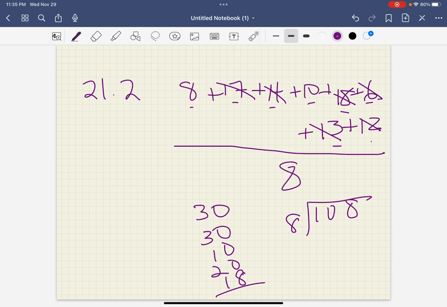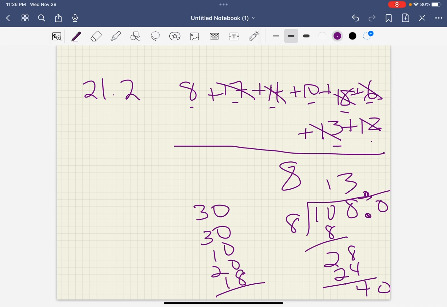So 8 goes into 10 once. 2 left over there. So 8 goes into 28 how many times? 8 goes into 28 3 times. Subtract, we have 4. Add a decimal point. Now, how many times does 8 go into 40? What did I do? I must have added wrong because I'm not getting the same answer that they got.